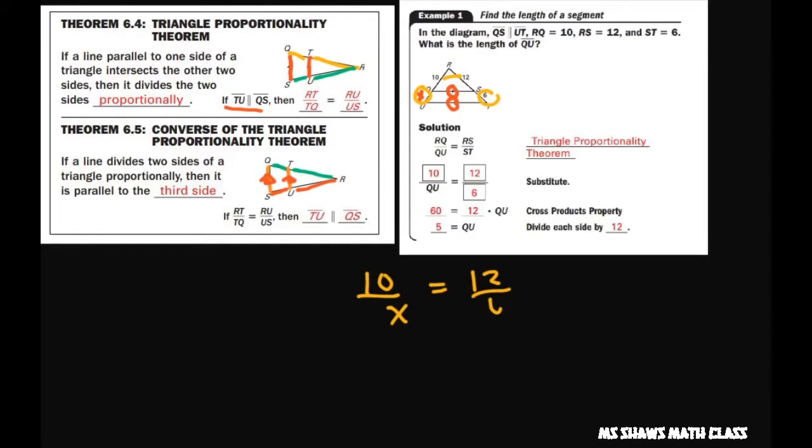divided by 6. So I'll use one of my properties, my reciprocal property of proportionality, and flip that. Not 6 over 2, 12 over 6, sorry. 6 over 12. Cross multiply, and you get X equals 60 divided by 12, which equals 5.